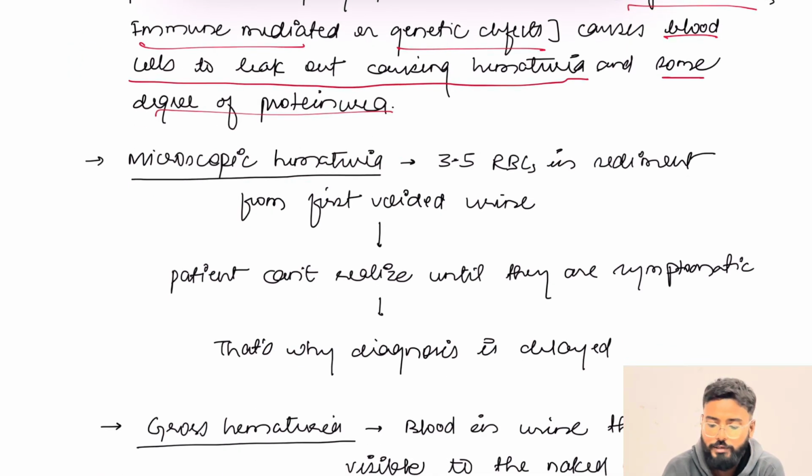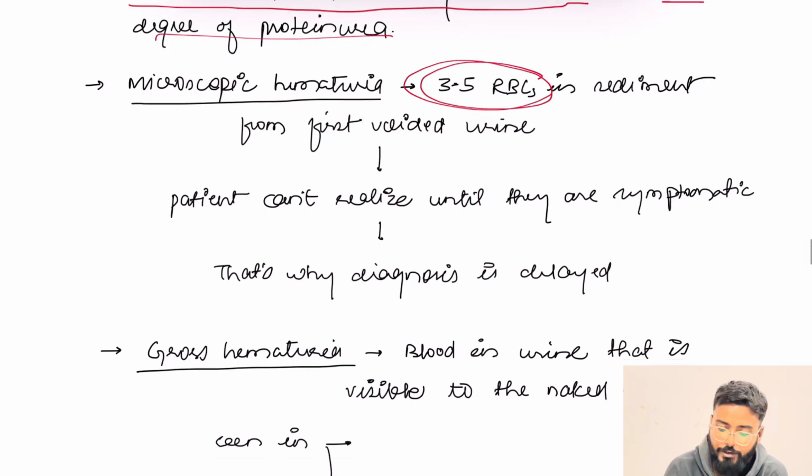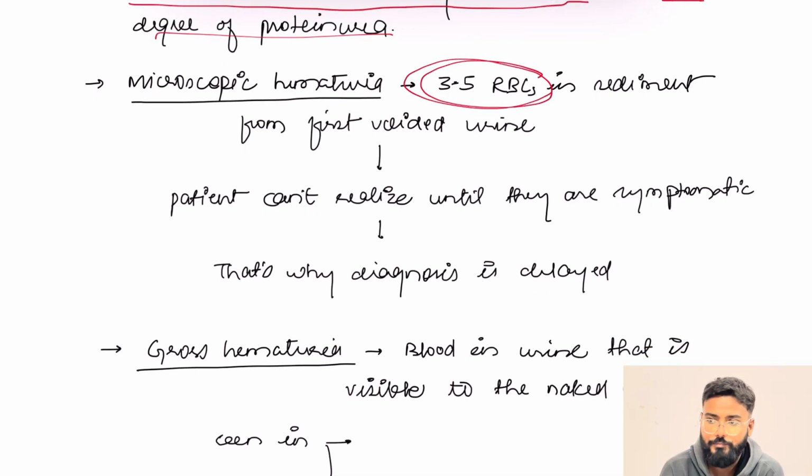Now microscopic hematuria is when 3 to 5 RBCs are present in the sediment from the first voided urine, the morning sample of urine. When only 3 to 5 RBCs are present inside the urine, the patient cannot see this with the naked eye. In order to appreciate hematuria, blood in the urine, the patient needs to see a change in color of the urine. But microscopic hematuria the patient cannot see, yet there is ongoing damage to the glomerulus, and the patient is actually unaware of it.